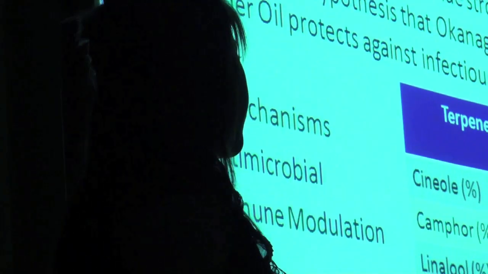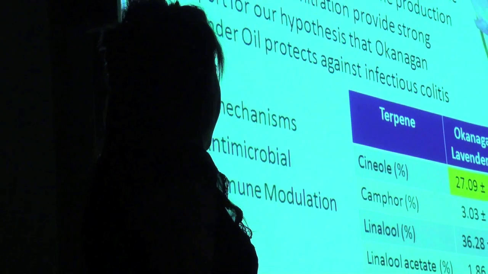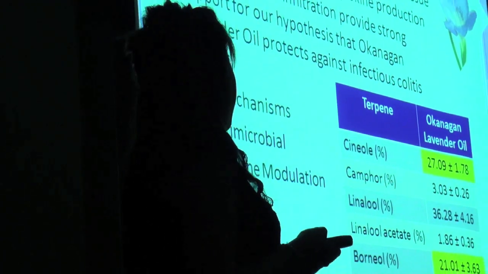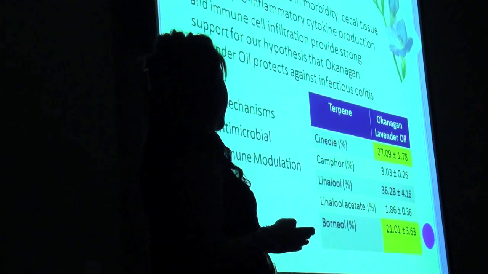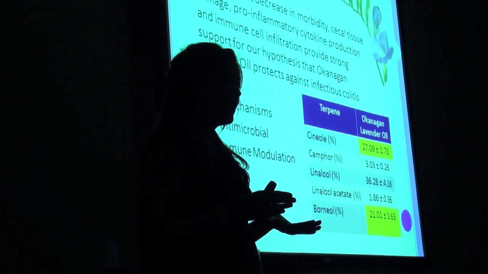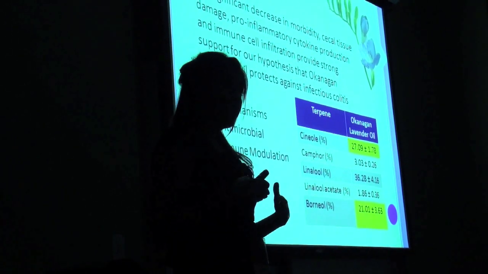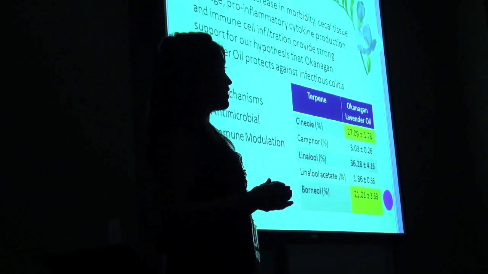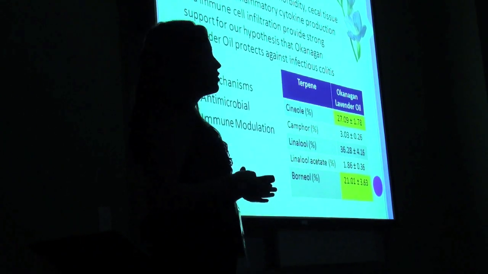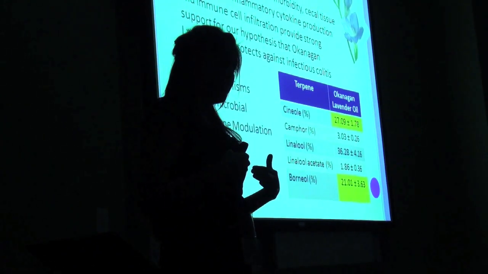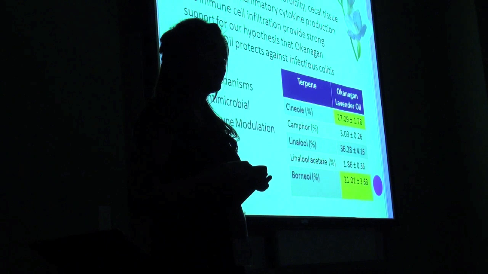So the significant decrease in morbidity, cecal tissue damage, pro-inflammatory cytokine production, and immune cell infiltration provide strong support for our hypothesis that Okanagan lavender oil protects against infectious colitis. We're seeing protection via 2 mechanisms: an antimicrobial mechanism due to our microbial assays and our decreased pathogen load, as well as an immune modulation due to our decrease in infiltrating immune cells and our decreased expression of pro-inflammatory cytokines.